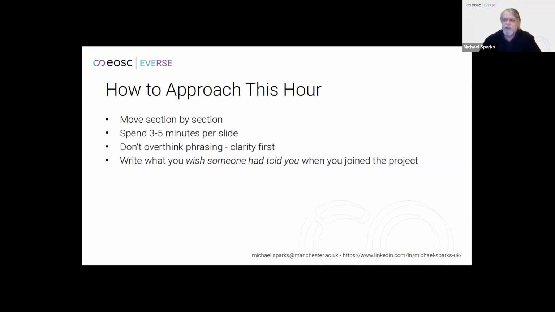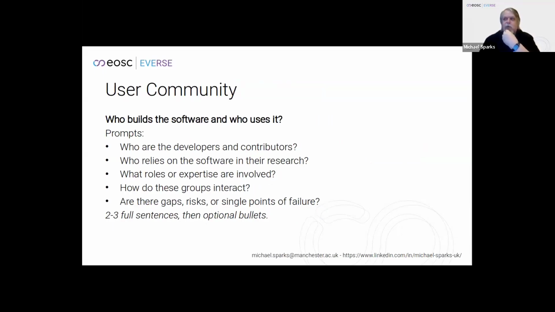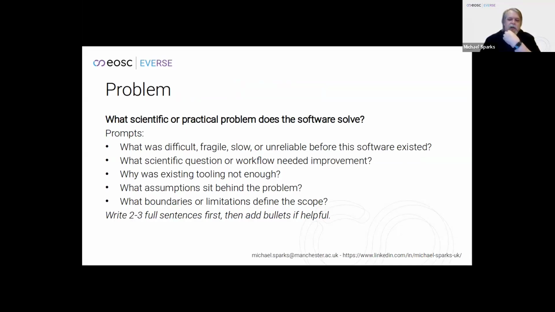The way to approach the session is we're going to move section by section, spend a few minutes per slide, and not overthink the phrasing. Write down the things that you wish somebody else had told you when you first joined the project. Not necessarily the first things that spring to mind, but the things you wish you'd been told. There's one slide per section, with a bunch of different questions for each. I'm going to scoot quickly through them so you can see what this format looks like, and this will explain why I want to run this part of the session this way.